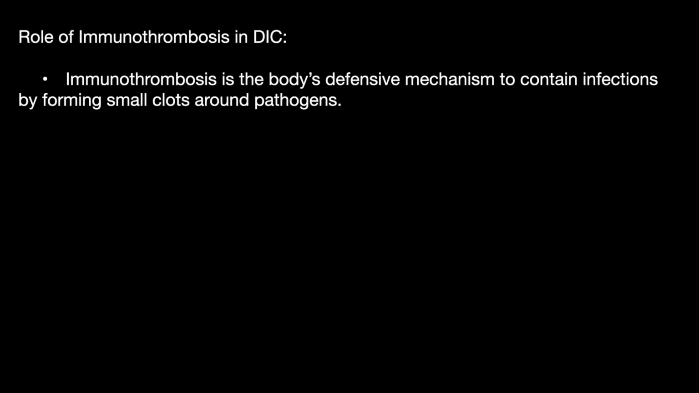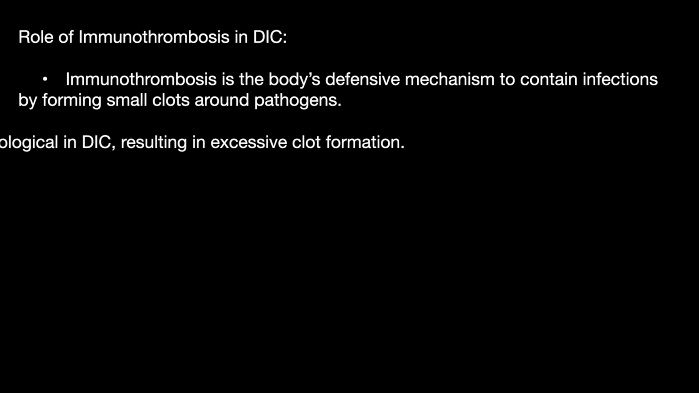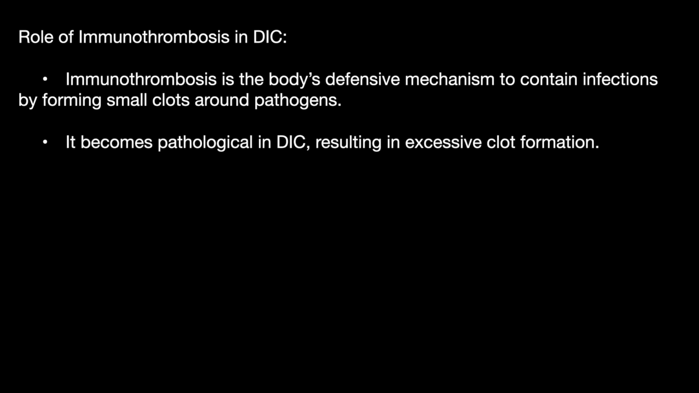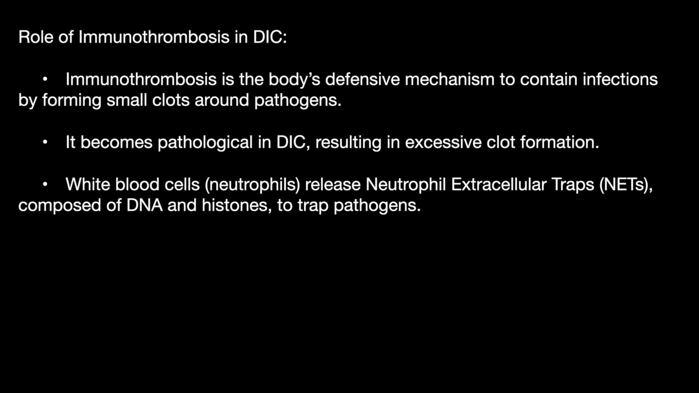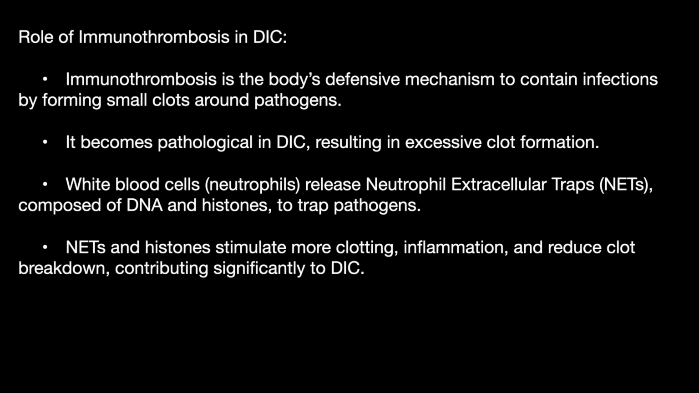So, the role of immunothrombosis in DIC. Immunothrombosis is the body's defense mechanism to contain the infection by forming small clots around the pathogen. So this is the reason why we have those small clots. It becomes pathological in DIC, which is why there is excessive clot formation. The WBCs release nets composed of DNA and histones, and these are used to trap the pathogens. These nets and histones stimulate more coagulation and inflammation and reduce the clot breakdown, contributing significantly to the DIC.